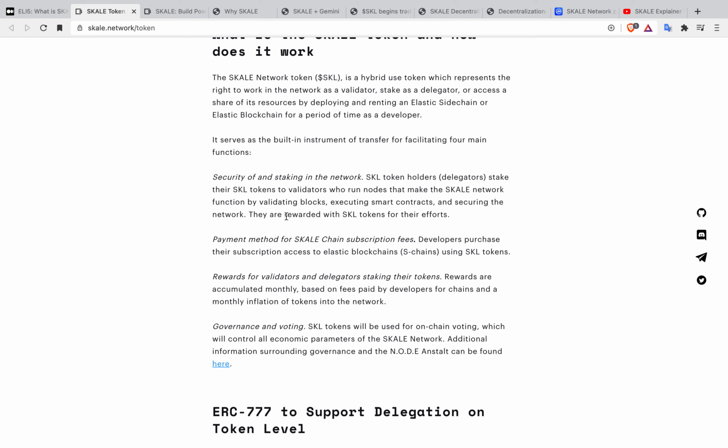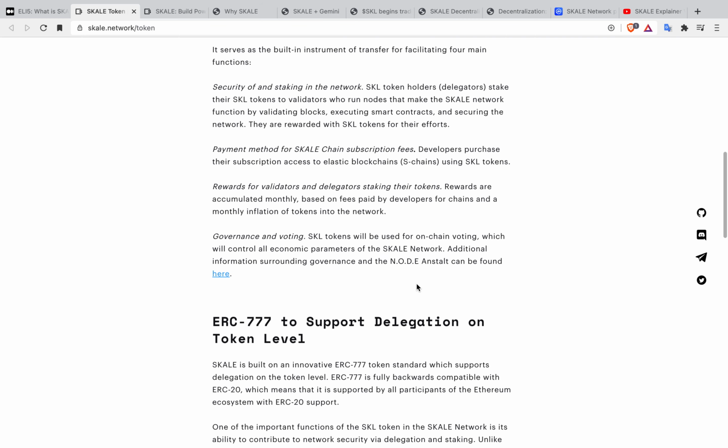Now, the payments for the SKALE chain subscription fee: developers purchase their subscription access to the elastic blockchain. I guess you can call it the S chain. It's actually got its name right there, S chain, using the SKALE tokens. Quite simple, actually. Simplistic. I like it.